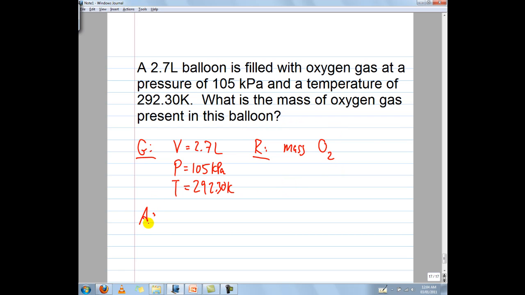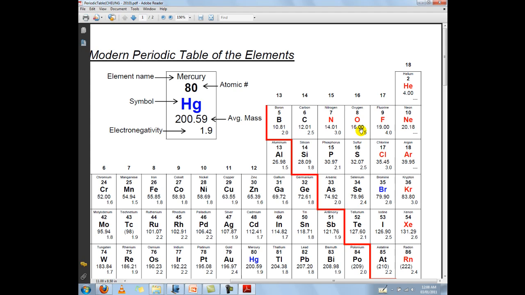So my approach: well, I know I can't use the combined gas law because I don't have two pressures, two volumes, or two temperatures. I only have one set, so how can I solve for it? Obviously I can't use that equation, so I'm going to start working backwards. I'm looking for the mass of my oxygen gas. The only equation I have for mass is moles times the molar mass. I do have the molar mass of oxygen; I just have to look on the periodic table, and I find that it's 16 grams per mole.